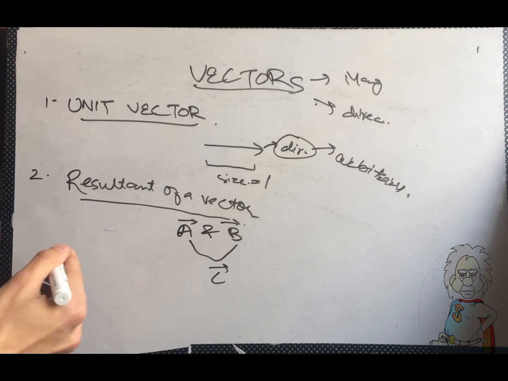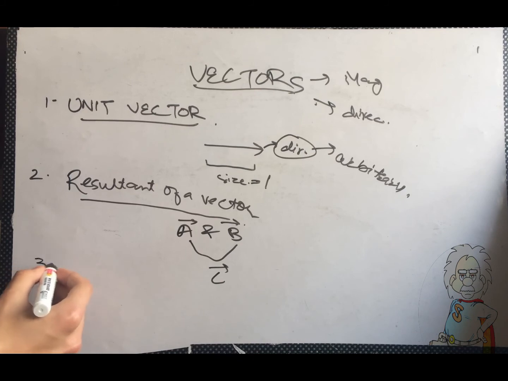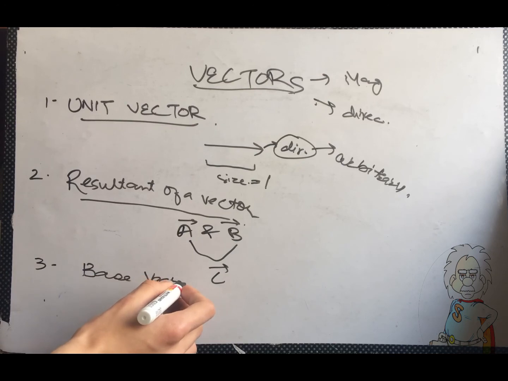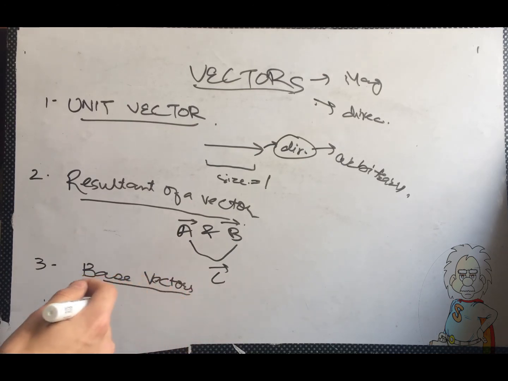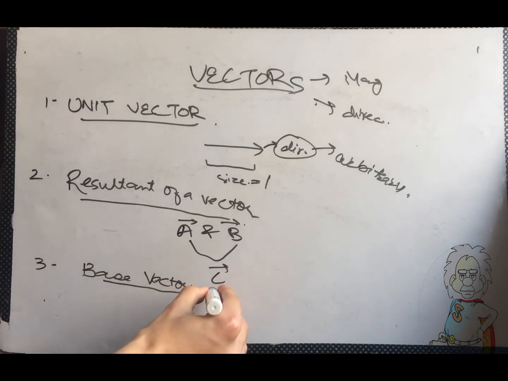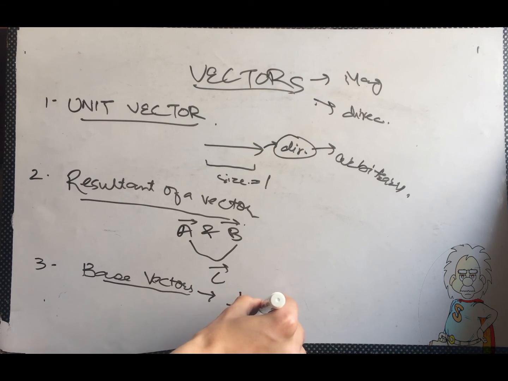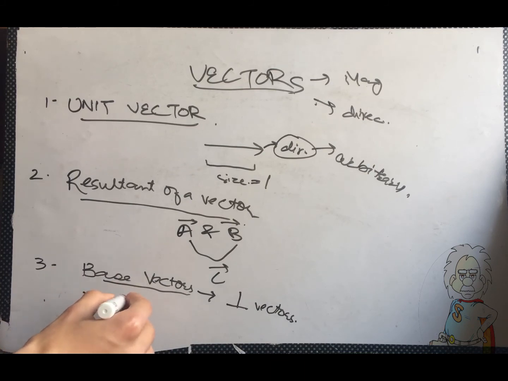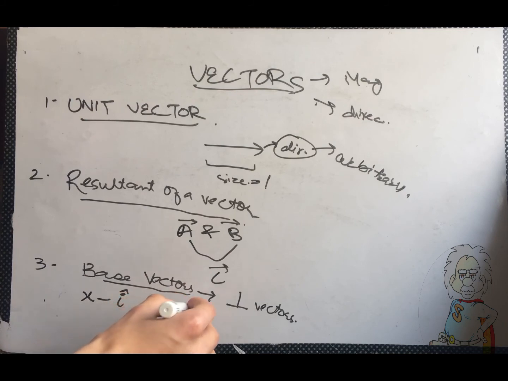Number three, which we need to understand, is base vectors. What are base vectors? Base vectors are a set of orthogonal, mutually perpendicular vectors. In a particular direction, suppose for the x direction we have i cap, for the y direction we have j cap, and for the z direction we have k cap. These terms we need to keep in our mind.